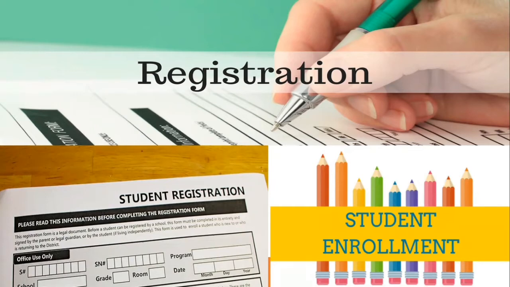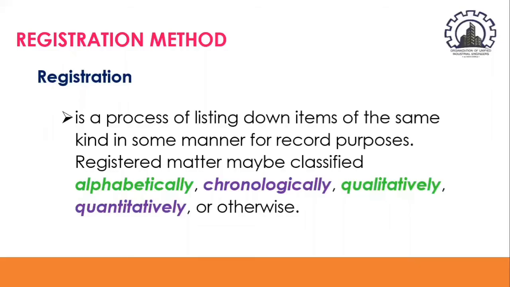So what do we mean by registration then? If we say registration, it is a process of listing down items of the same kind in some systematic manner for record purposes. Registered matter may be classified alphabetically, chronologically, qualitatively, quantitatively, or otherwise. So, for example, take the enrollment in a certain university or school, for instance. Now, the students may be listed down alphabetically, correct?